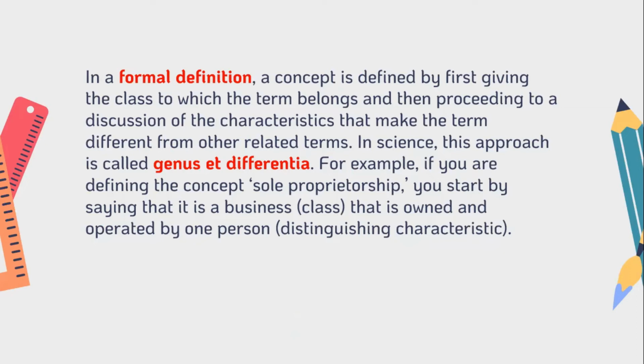In science, this approach is called genus et differentia. For example, if you are defining the concept sole proprietorship, you start by saying that it is a business, which is a class, that is owned and operated by one person, the distinguishing characteristic. So basically, formal definition is the definition that you can see in dictionaries or textbooks.